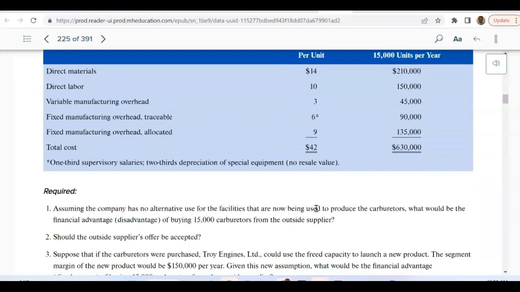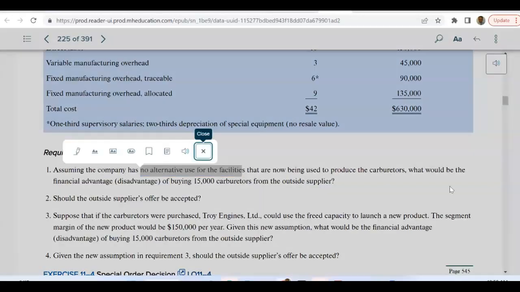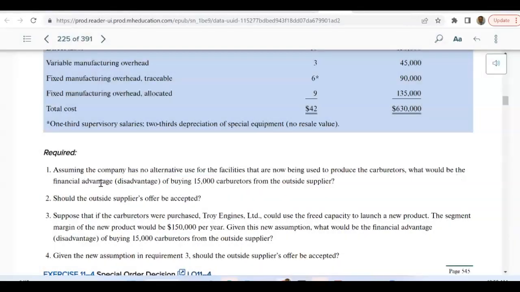Now, assuming the company has no alternative use for the facility, which is now being used to produce the carburetor, they don't have any other alternative to use that area. That's the assumption. What would be the financial advantage or disadvantage of buying 15,000 units of carburetors from the outside supplier? Okay, so let's do that first.